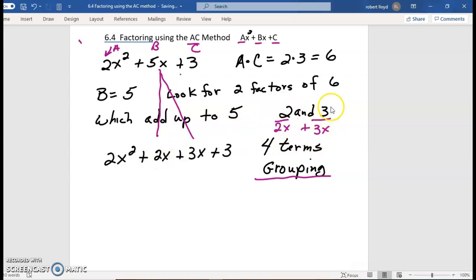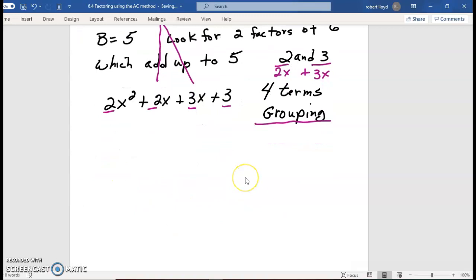So you have to choose which of these two terms here to put with the x squared term and the constant. So we put the 2x here because we have a 2 and a 2. We put the 3x here because we have 3 and 3. So you want to look for common factors or multiples of each other. So then we factor each of these separately.